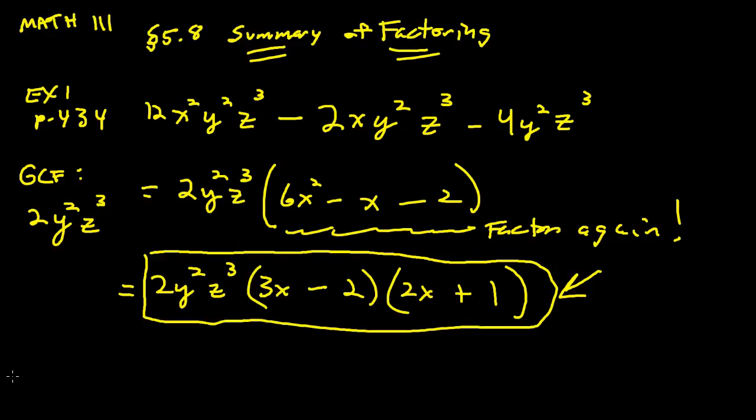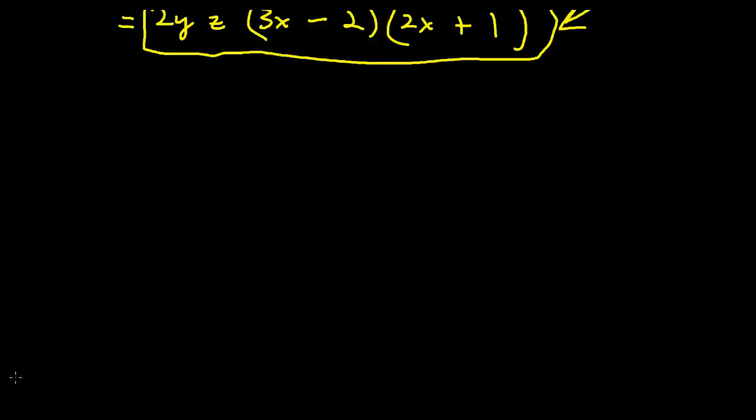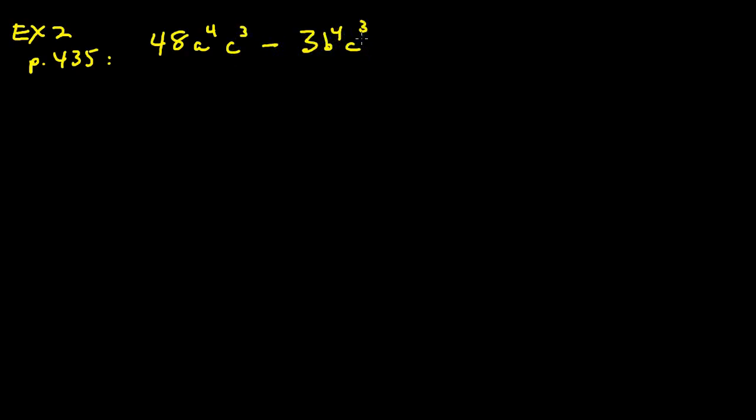All right, let's look at example 2. This is example 2 on the facing page, page 435. We get 48 a to the 4th times c cubed minus 3b to the 4th c cubed. All right. 48a to the fourth c cubed minus 3b to the fourth c cubed.